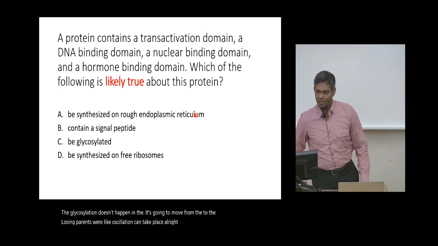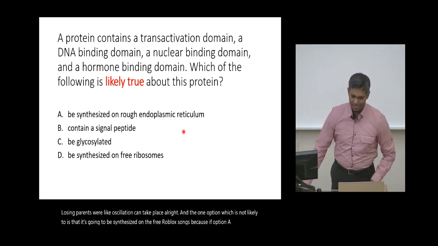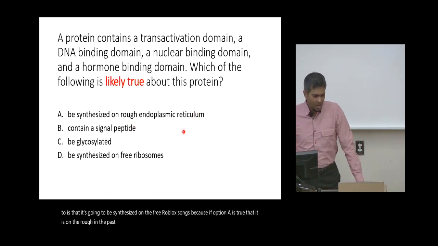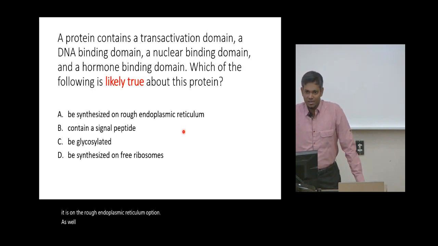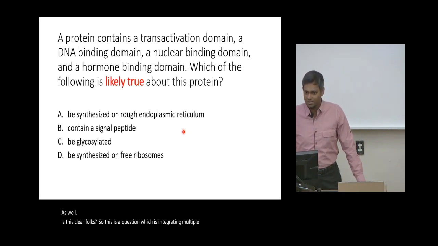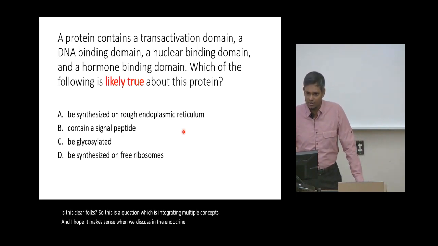And the one option which is not likely true is that it's going to be synthesized on the free ribosomes, because if option A is true, that it is synthesized on the rough endoplasmic reticulum, option D can't be true as well. Is this clear, folks? So this is a question which is integrating multiple concepts, and I hope it makes sense when we discuss the endocrine system. Any questions about this?